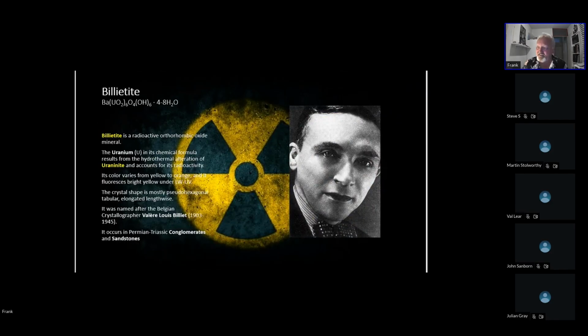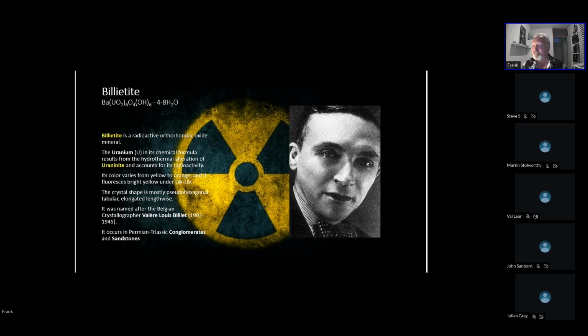Billietite. Billietite is a radioactive orthorhombic oxide mineral, again orthorhombic, and it also comes from the hydrothermal alteration of uraninite. Its color varies from yellow to orange, and it fluoresces bright yellow under long-wave UV. The crystal shape is mostly pseudo-hexagonal, tabular, and elongated lengthwise. It was named after the Belgian crystallographer Valère Louis Billiet.